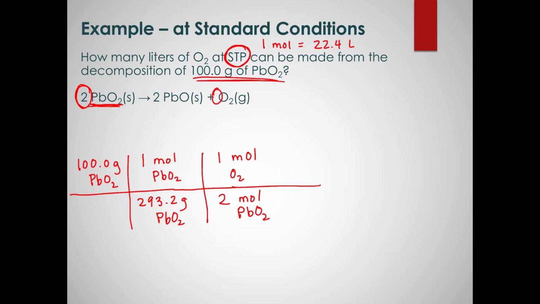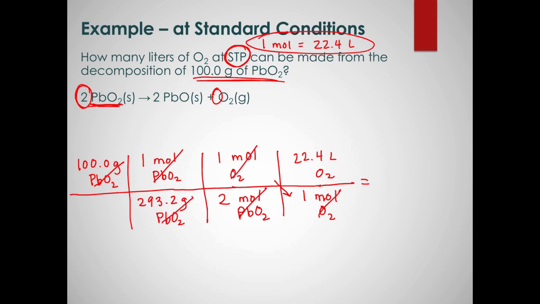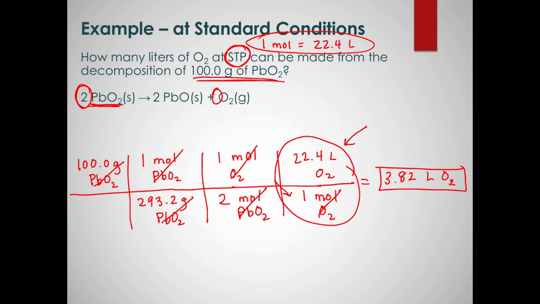And again, since this is at STP, we can use this conversion factor. 1 mole of oxygen is equal to 22.4 liters of oxygen. So again, moles has to cancel moles, so we'll use 1 mole down here. 1 mole of oxygen is equal to 22.4 liters of oxygen. Then we can go through and make sure all your units cancel: grams cancels grams, moles cancels moles, and we're left with liters of oxygen, which is what we were trying to find. So we can multiply that out, and we will get 3.82 liters of oxygen gas. But again, we can only do this last step because we are at STP.